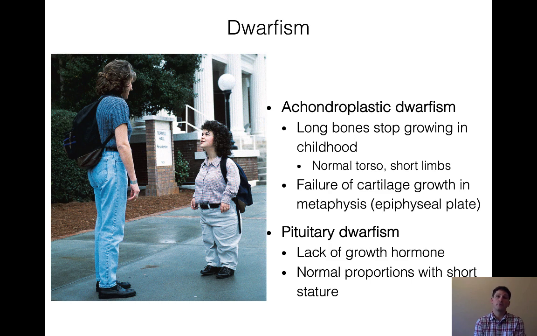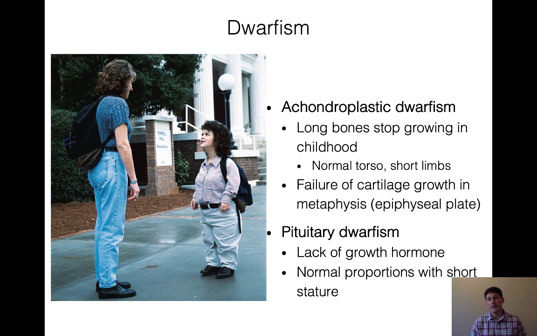Basically, our long bones stop growing in childhood. So what we tend to see are individuals with a normal torso but very short limbs. And so that's the failure of that cartilage growth in those epiphyseal plates. If the cartilage isn't extending, well then we don't have more cartilage to replace with bone. So once that growth plate stops or is replaced by bone, there's no more growth.